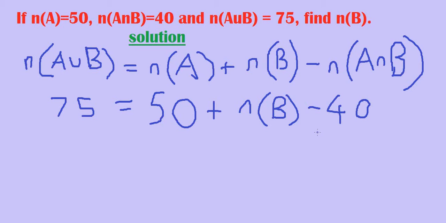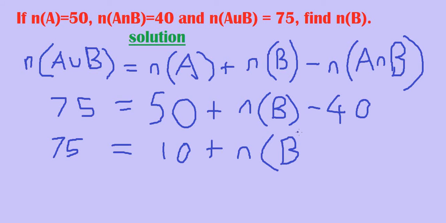And then we start performing our arithmetic. On the left hand side, 75 remains as it is. 75 equals 50 plus number of B minus 40. So when we take the numbers alone, 50 minus 40 is 10. So it will be 10 plus number of B, and then let us transfer this 10 to the left hand side.